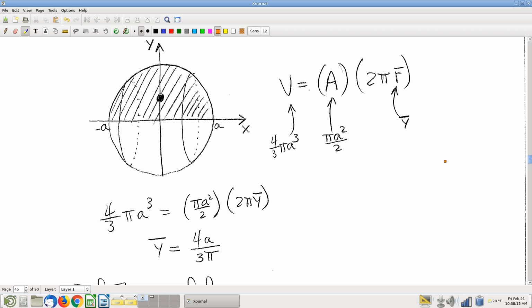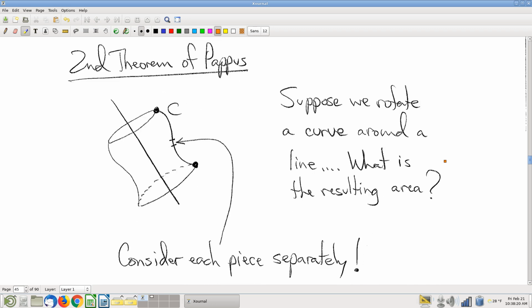Okay, all right. So there's another version of this. They call this the second theorem of Pappus. It's the same argument, just applied in a different setting. Instead of rotating an area, suppose you're rotating a piece of curve around a line, and notice that when you rotate a curve around a line, you get an area.